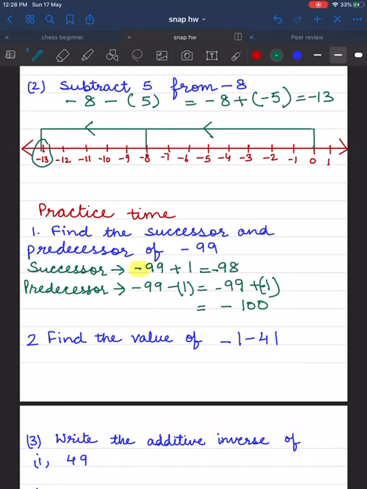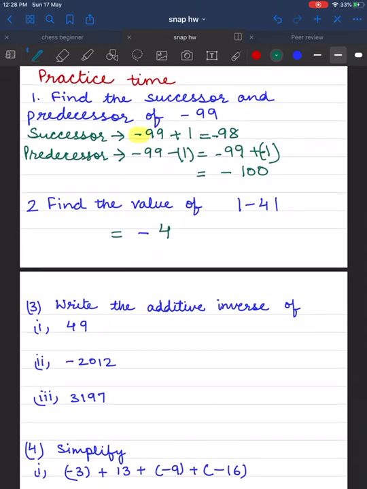Now next is find the value of minus absolute value of minus 4. Now we know that absolute value is always positive. So the absolute value of minus 4 is plus 4. But here the minus sign is outside the absolute value, so I have to take this sign with my answer, so I get minus 4.